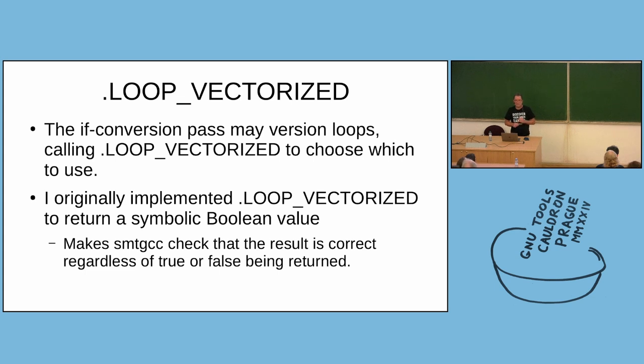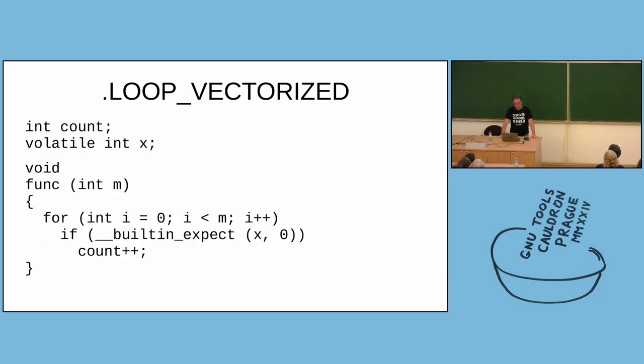So I originally implemented loop vectorized to return a symbolic Boolean value. That makes the tool check that both versions are correct, regardless of whether it gets vectorized or not. The problem is that it gave me false positives. So the simplest example of this is this function. This is just a for loop that, if x is zero, updates a count value.